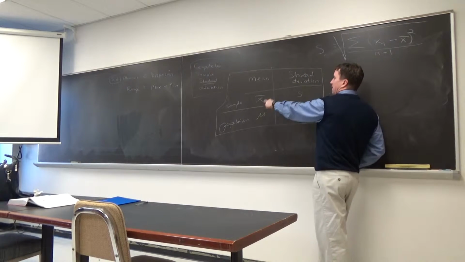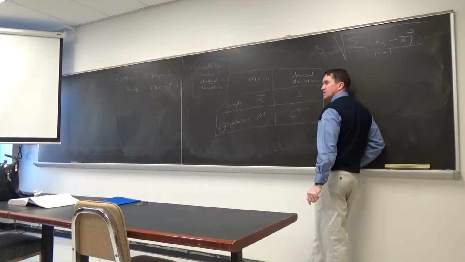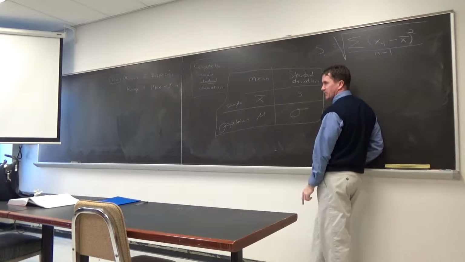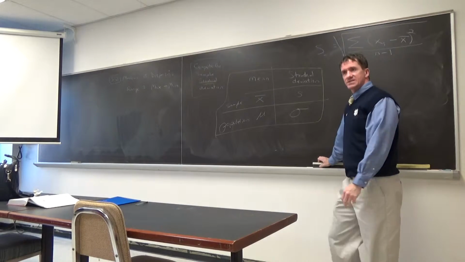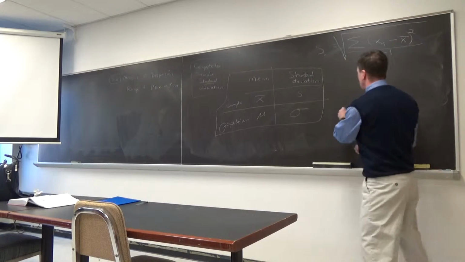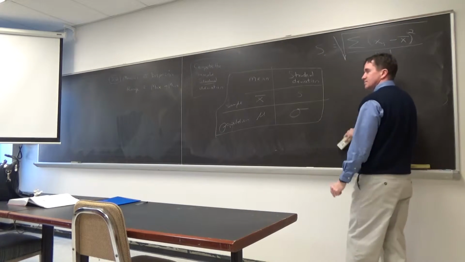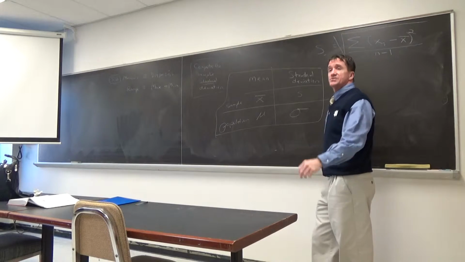The symbol for population standard deviation looks like that. You go, what's that in the Greek alphabet? That's lowercase sigma. That's not the uppercase, it's the lowercase. Just like we have capital A and little a. But it's lowercase sigma. So you can just call it sigma.